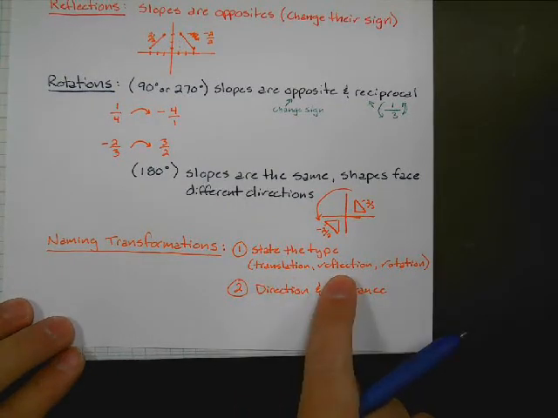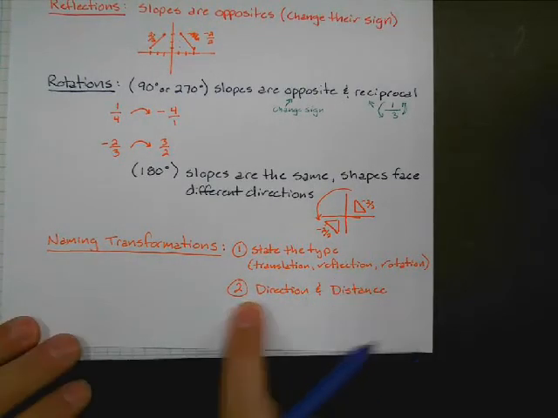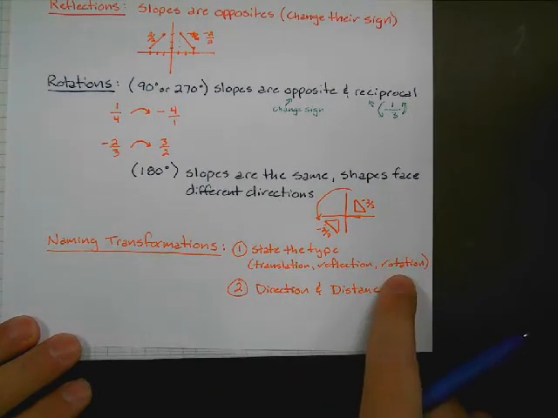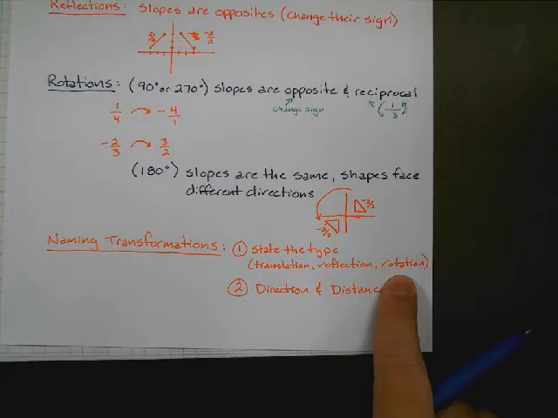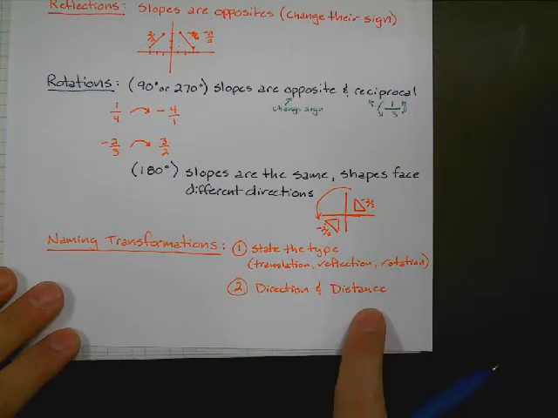If it's a reflection, well, reflection where? Is it over the x-axis or is it a reflection over the y-axis? So you have to specify its direction and distance. If you say it's a rotation, well, what kind of rotation? There's more than one. Is it 90 degrees counterclockwise? Is it 270 degrees clockwise? Is it 180 degrees? Is it 90 degrees clockwise? You have to say which type of rotation and its distance, like which way it's spinning.